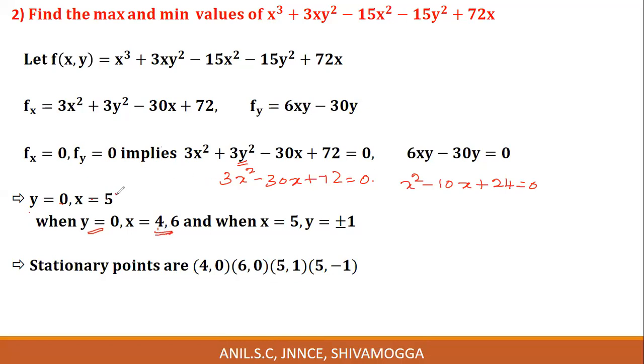Next, the second value. When x is equal to 5, this will be 5 square. 5 square is 25. 25 into 3 is 75. Plus 3y square. Minus 30 into 5 is 150. Plus 75 is equal to 0. Therefore, 3y square is equal to 3. Therefore, y square is equal to 1. Therefore, y is equal to plus or minus 1.